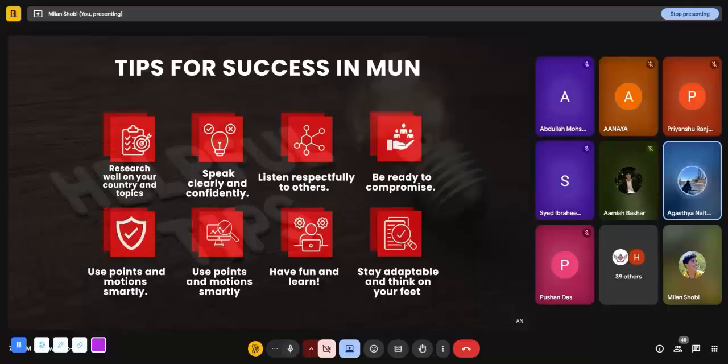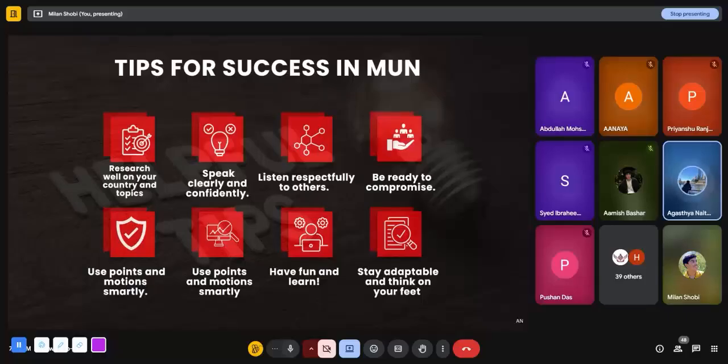And then have fun and learn. MUN is more than just awards. It's like having a learning experience. Enjoy the process, make new friends, and absorb as much as you can about global issues, diplomacy, and negotiation. Every committee, win or lose, makes you a better speaker and thinker.